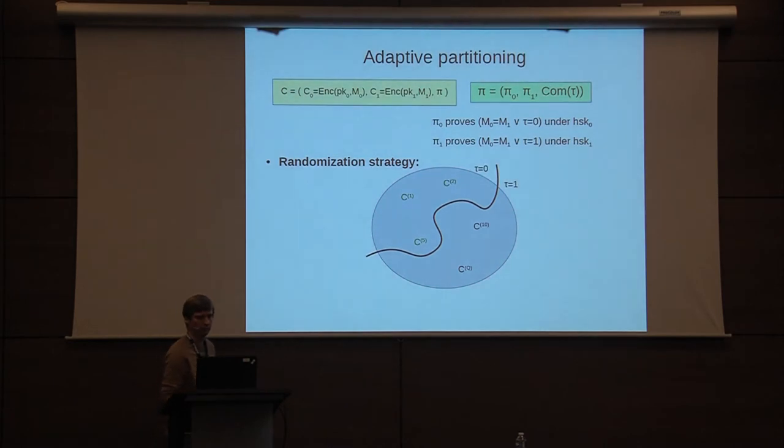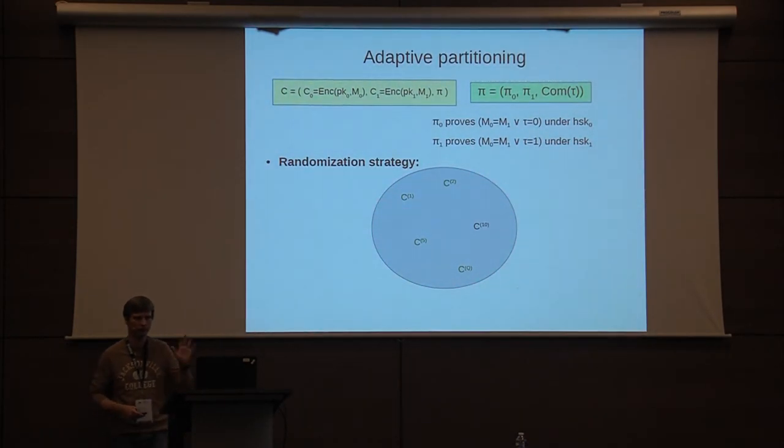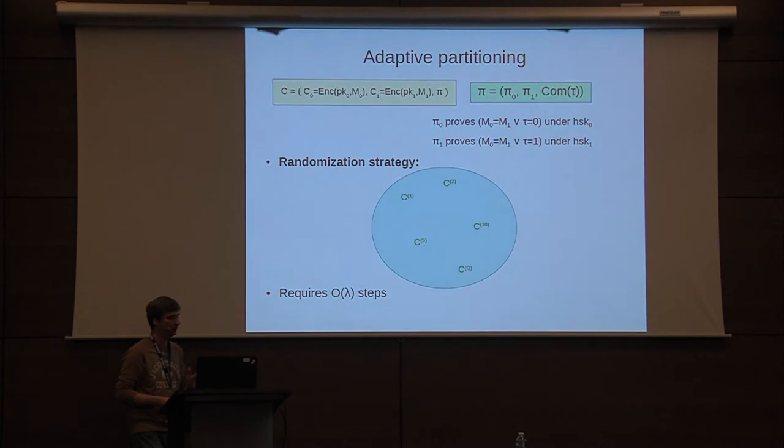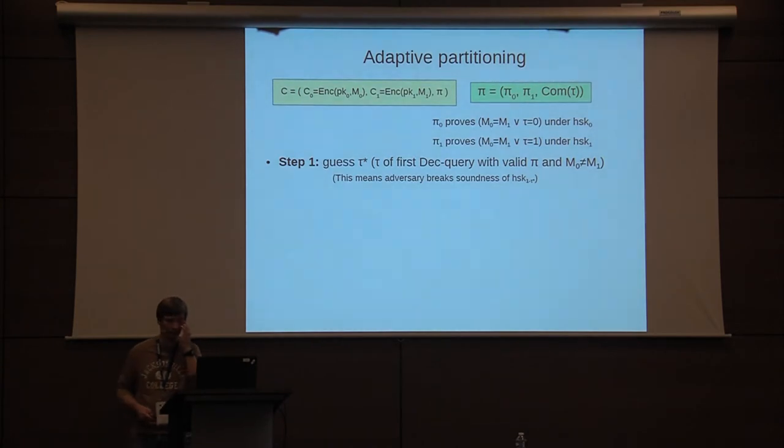In the next step, we're going to create a different partitioning, again with random taus in the challenge ciphertexts, and we're going to randomize another half of all the ciphertexts. So until at some point we have partitioned O of lambda times, security parameter many times, and each time we have randomized half of the ciphertexts, and after at most O of lambda steps we will be finished, at least with high probability. So that's the strategy. But how does this work in detail?